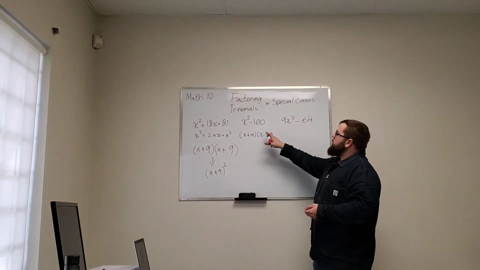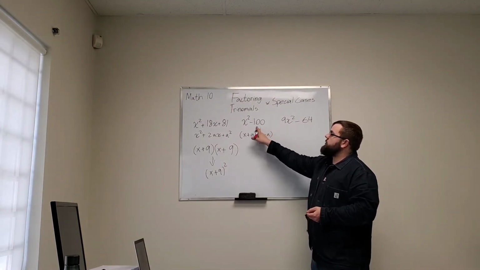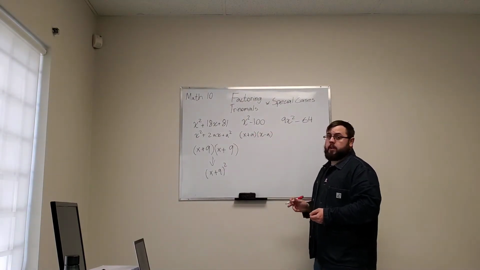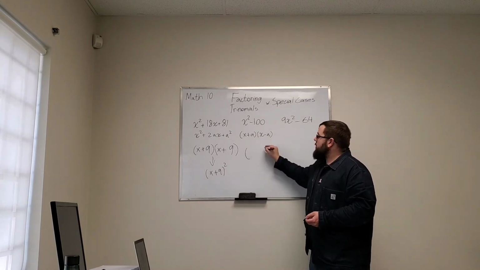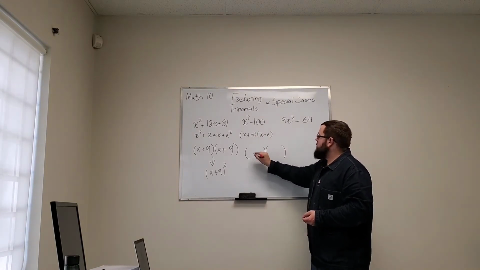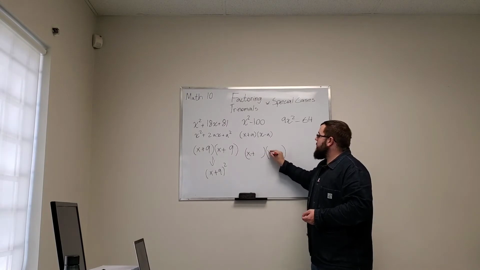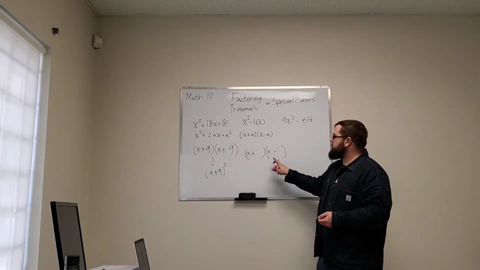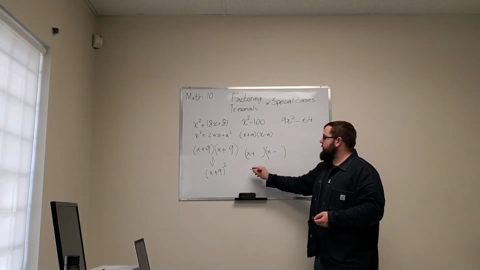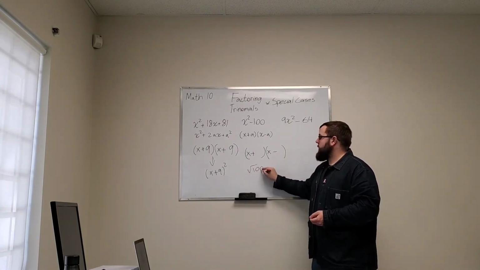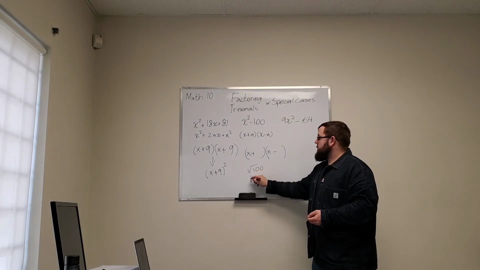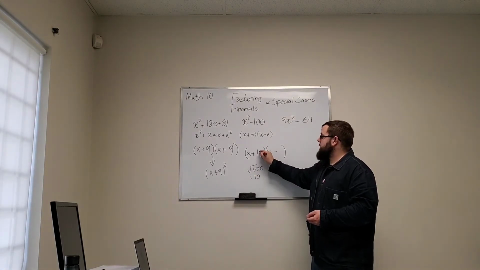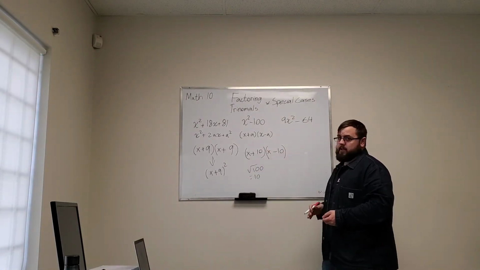So with this one, all we need to do is take the square root of this number here to figure out what the other piece is. Again, we'll start off by putting our brackets down. And we know immediately that it's a difference of squares problem, that it is x plus and x minus. We just need to find out what the square root of 100 is, and it is 10. So it's x plus 10 and x minus 10.